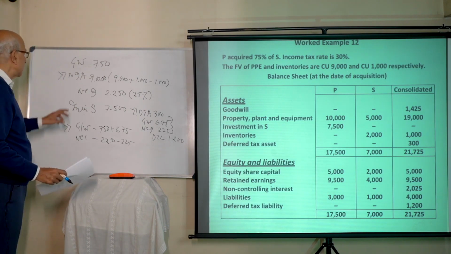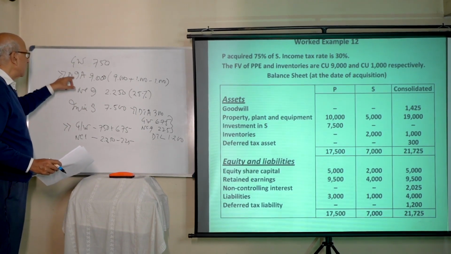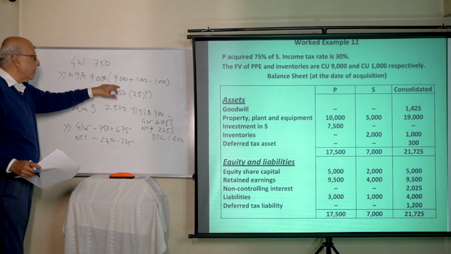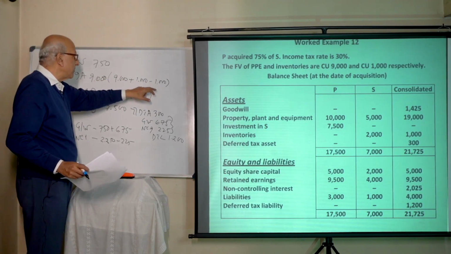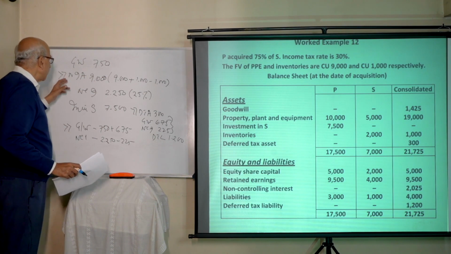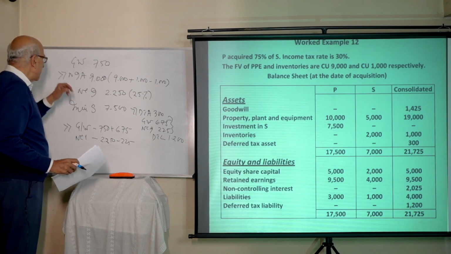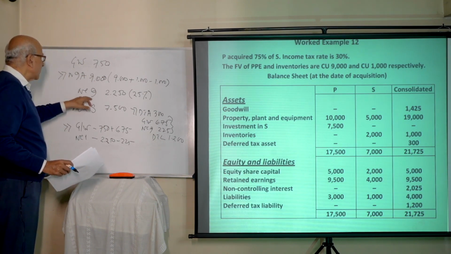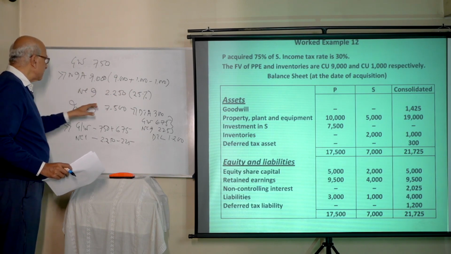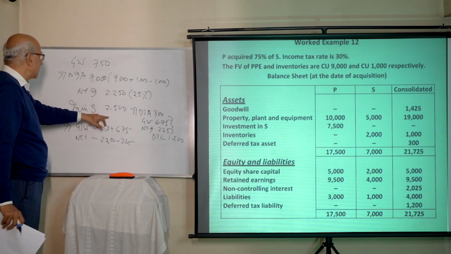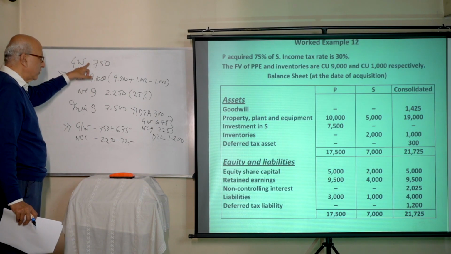I repeat, net identifiable assets: fair value of PPE and inventory minus liabilities, 75% acquisition. So non-controlling interest is 25% of this. Investment made 7,500 given. Balance here is goodwill.